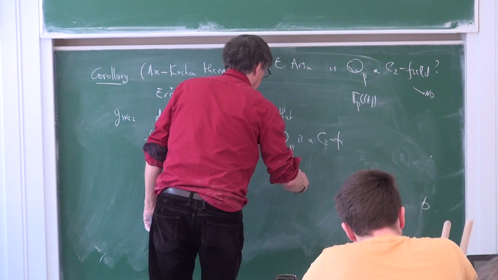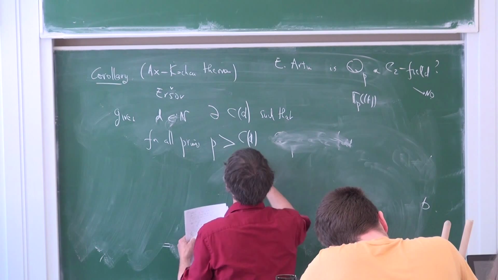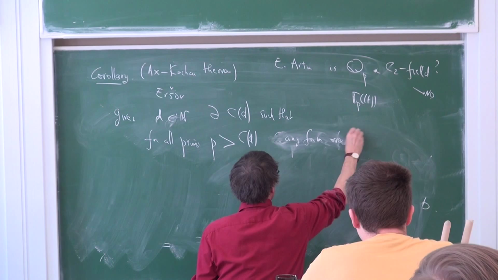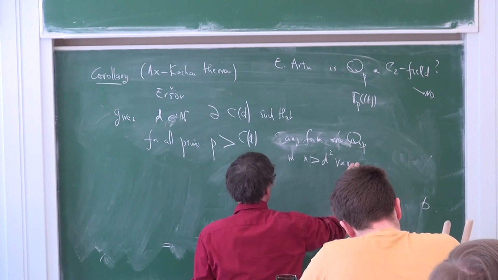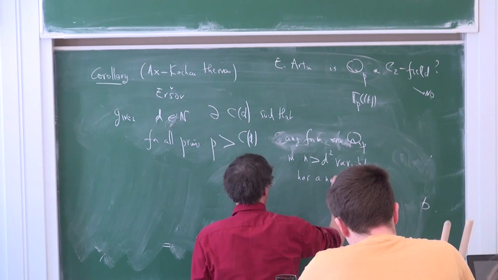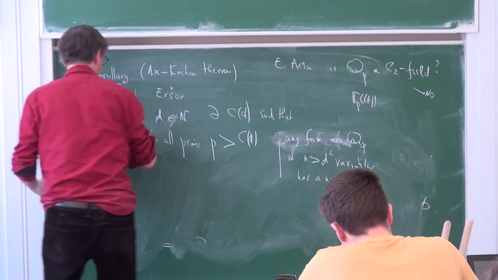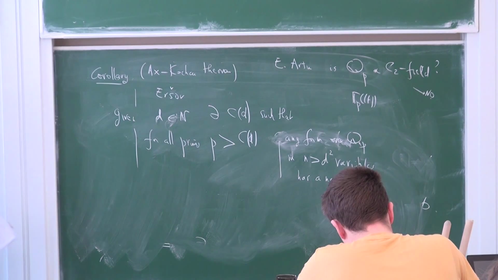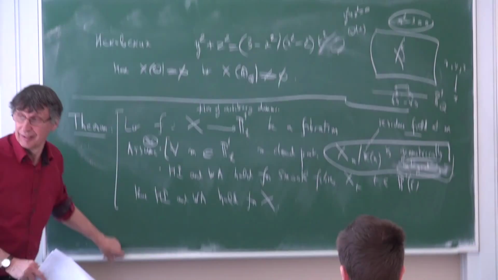That is, for any p bigger than c of d, any form over Qp in n bigger than d squared variables has a non-trivial zero over Qp. So that's quite famous. I'm old enough to remember when it came out, and people were very impressed.